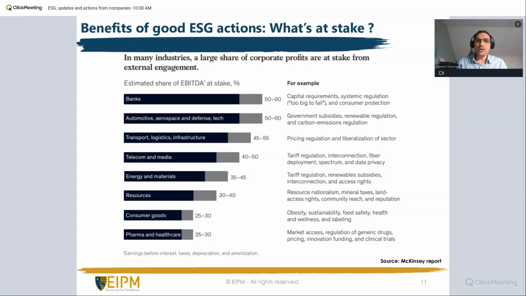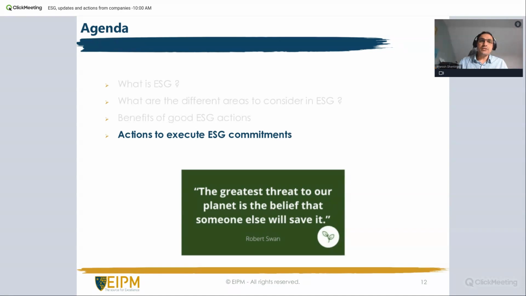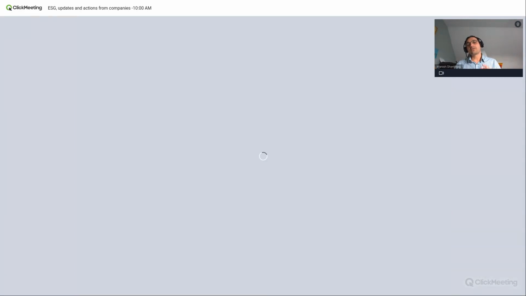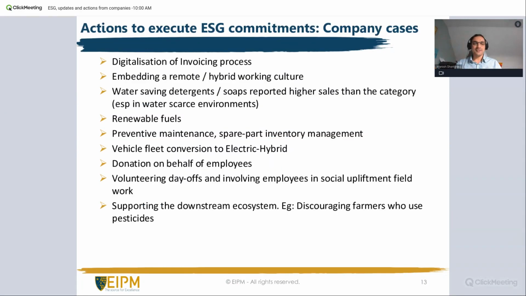Okay, so a good ESG action with a good report, with good tracking, can have a very high impact on the financial side. Okay, so this is something to remember, that whatever action we are trying to do in our ESG action plan, there's a lot at stake. Okay, right, and then we look at finally some of the actions, let's say, to execute. I've just started off with some very short company cases, one-liners.